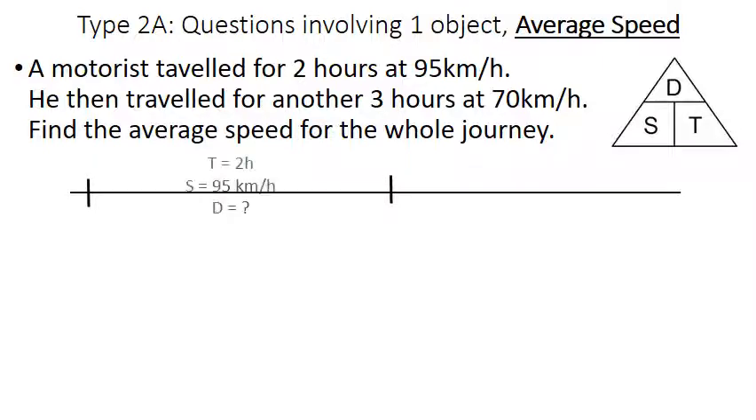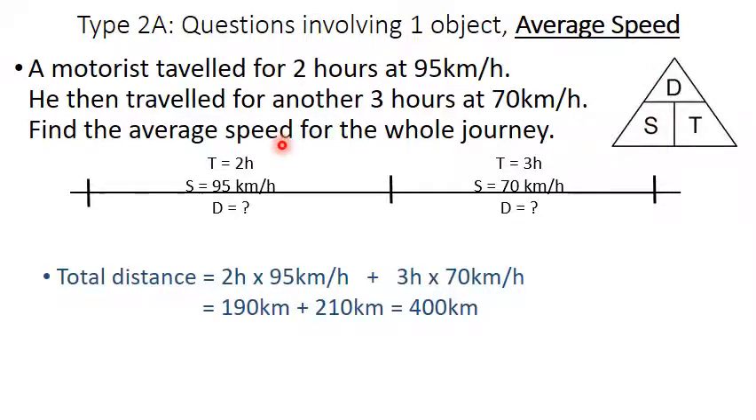So first part of the journey, 2 hours is our time. Speed is 95 kilometer per hour. Okay, you notice that I write down the T, I write down the S, I write down D equals to what, so that I can make reference to this. Time is 2 hours, speed is 95, so I multiply, then I get my distance. Similarly, for the second part of the journey, we have time 3 hours, speed 70, so again we can find the distance. So usually you have 2 out of 3 of this to apply to the DST triangle.